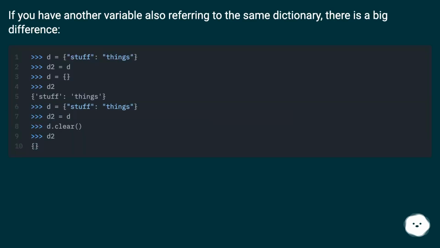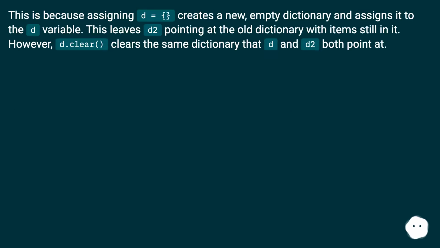If you have another variable also referring to the same dictionary, there is a big difference. This is because assigning d = {} creates a new, empty dictionary and assigns it to the d variable. This leaves d2 pointing at the old dictionary with items still in it. However, d.clear() clears the same dictionary that d and d2 both point at.